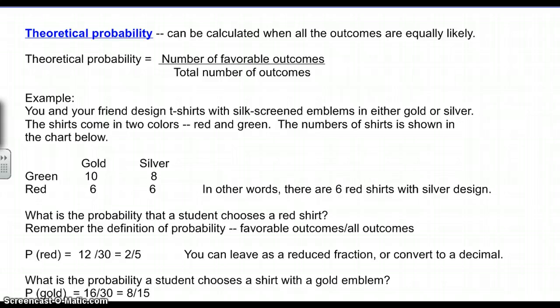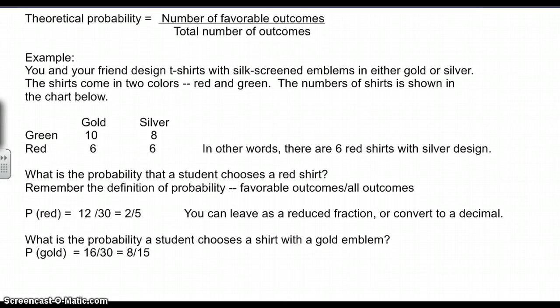So the probability of red, and usually it's written like this with a P and then in parentheses what you're finding the probability of, would be the number of red shirts, because that's the good outcomes. That would be 12 shirts. And you would divide it by the total number of shirts, that's 30. To leave it in a fraction, you need to reduce it, so it would be 2/5. You could also convert it to a decimal if you'd want to.